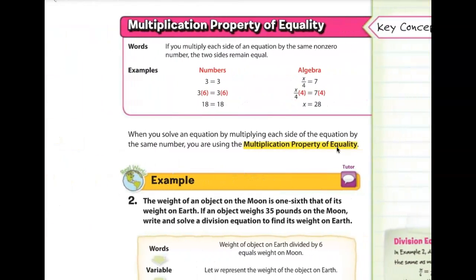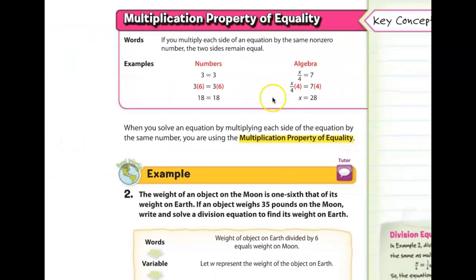And so the same thing is true for the multiplication property of equality. If you multiply both sides by the same number, it's going to continue to stay equal. 3 is equal to 3. 6 times 3 is equal to 6 times 3, and that's equal to 18 and 18. So if we have something like this where we have x divided by 4, if we multiply both sides by 4, again, we get that 4 over 4 situation. That's not a zero pair. 4 over 4 is equivalent to 1. And 1x is equivalent to 7 times 4, and that is 28.